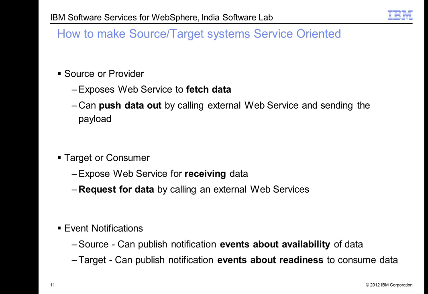The second is the target system. The target system is the system where the data has to go, or the consumer, who is actually consuming the information. Now, this kind of system can expose a web service for receiving the information. This is a more passive approach, where they expose the web service and they rely on somebody outside to push the data towards them. The second approach could be a more active, more aggressive approach, where you go and get the information from wherever it is available. So you request data by calling a web service available outside, a web service that can provide the information.